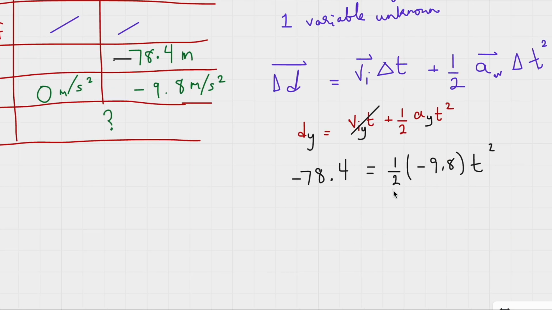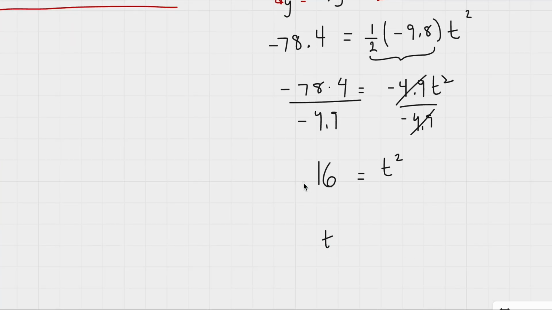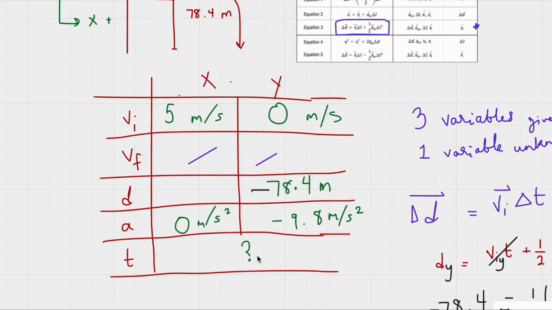So now let's multiply these two numbers together. We get negative 4.9 t squared. And to simplify equations, we divide both sides by negative 4.9, which gives 16 equals t squared. And now you square root both sides, and you should get t equals 4. And the unit is seconds. So it should take 4 seconds for the rock to reach the ground. And we can actually go back and now plug that into our table.